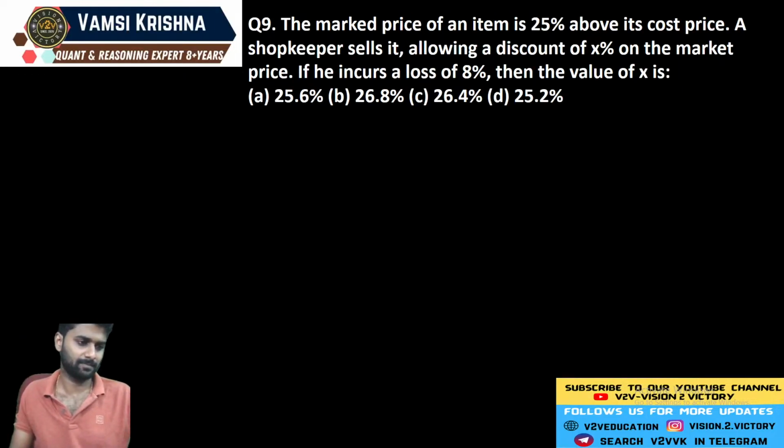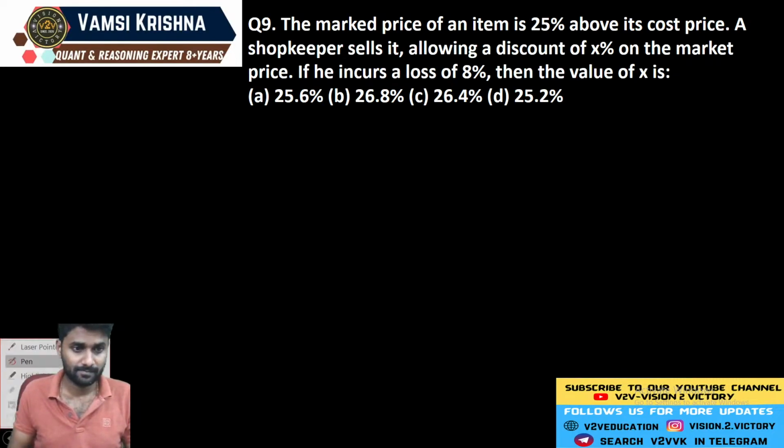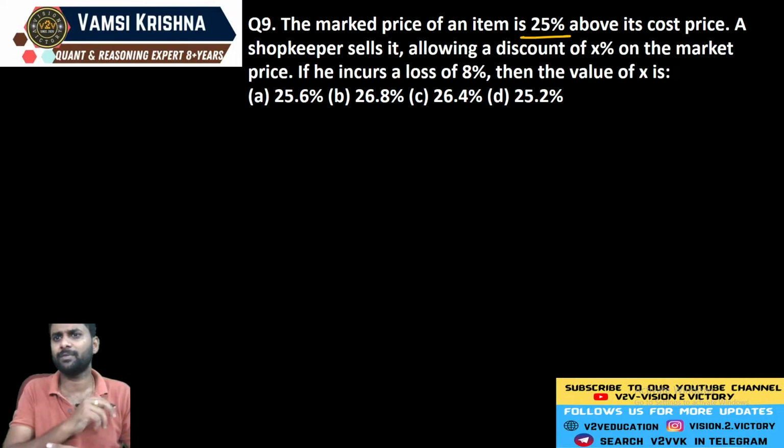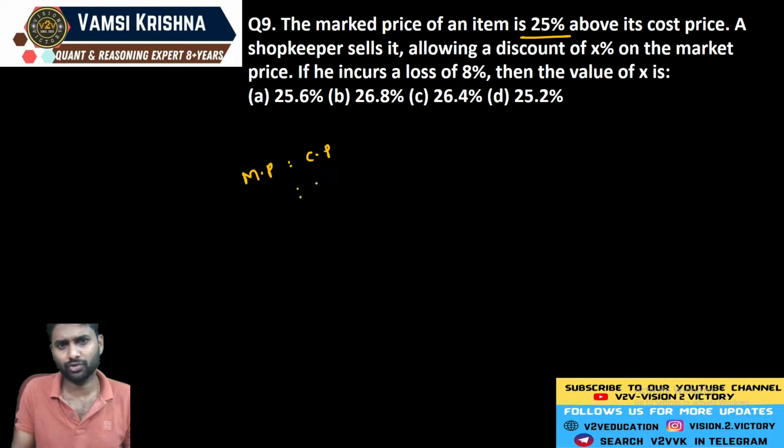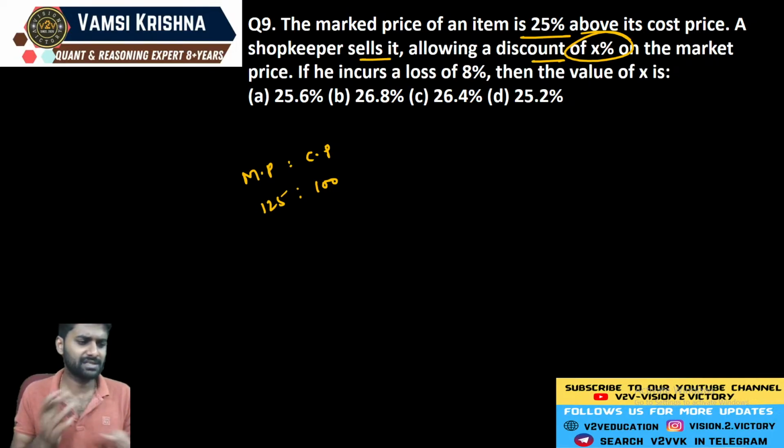So question number 9. The market price of an item is 25% above the cost price. Now just assuming that the cost price is 100, then the market price is 125. The shopkeeper sells it, allowing a discount of x percentage. Guys, the discount concept needs both market price and selling price. Remember that. Now they already incurred a loss of 8%. If the cost price is 100, a loss of 8% means definitely the selling price is 92. Then what is the value of x?